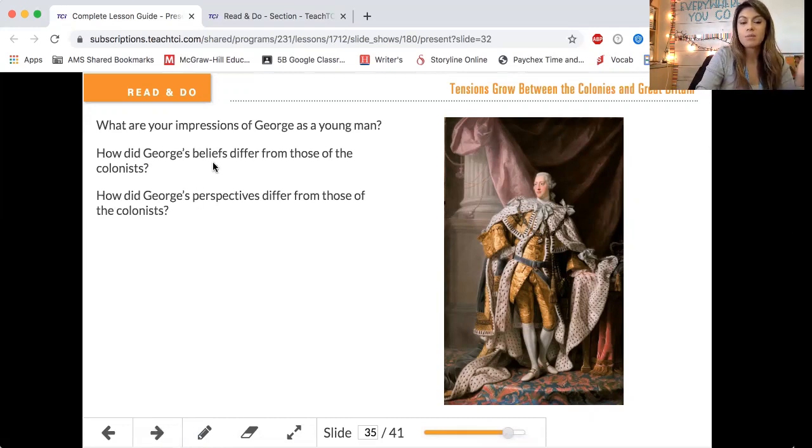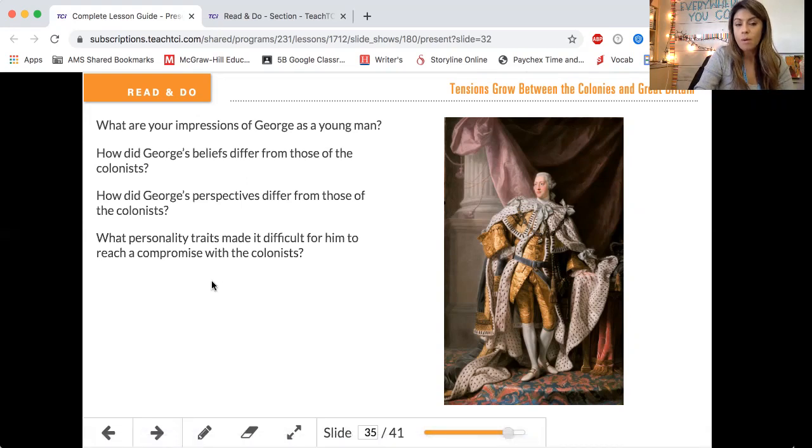So now we were thinking about his beliefs, so what he believed in, and now we're thinking about how his perspectives, or his thoughts, differ from those of the colonists. What personality traits made it difficult for him to reach a compromise with the colonists? So what about him? Was he stubborn? Was he arrogant? What about him made it difficult for him to reach a compromise with the colonists?